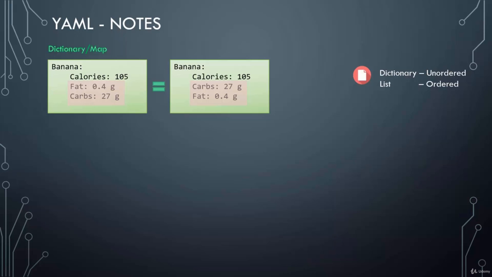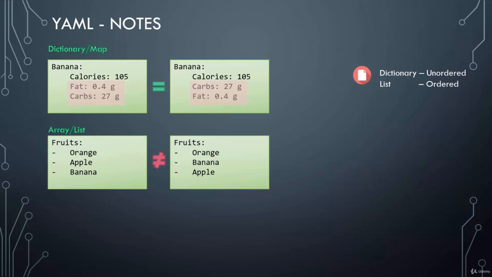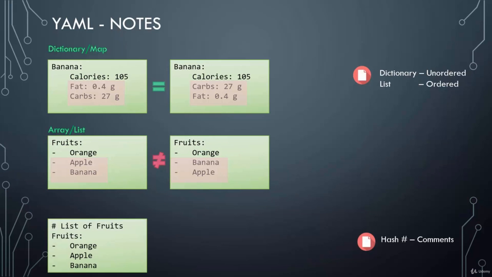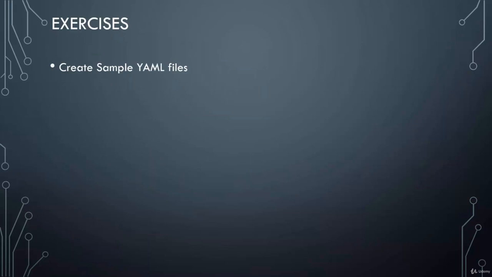This is not the same for lists or arrays. Arrays are ordered collection, so the order of items matter. The two lists shown are not the same because apple and banana are at different positions. This is something to keep in mind while working with data structures. Also remember, any line beginning with a hash is automatically ignored and considered as a comment. We are now ready to head over to the coding exercises and have fun playing with YAML files.